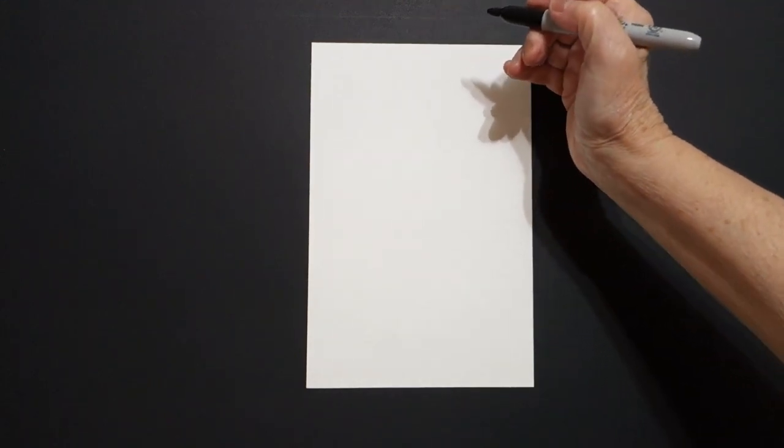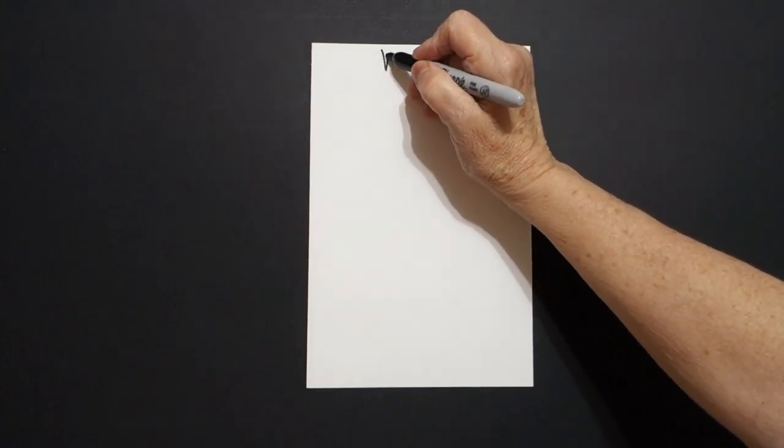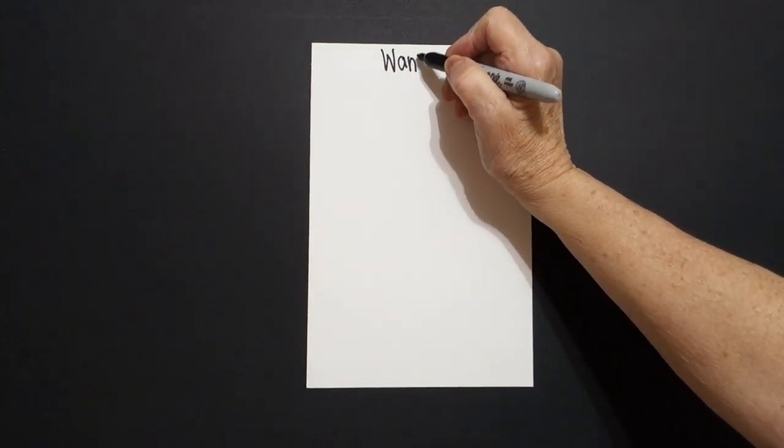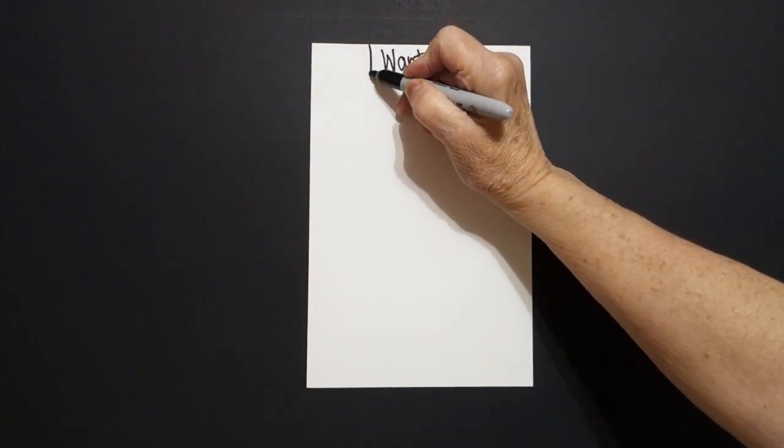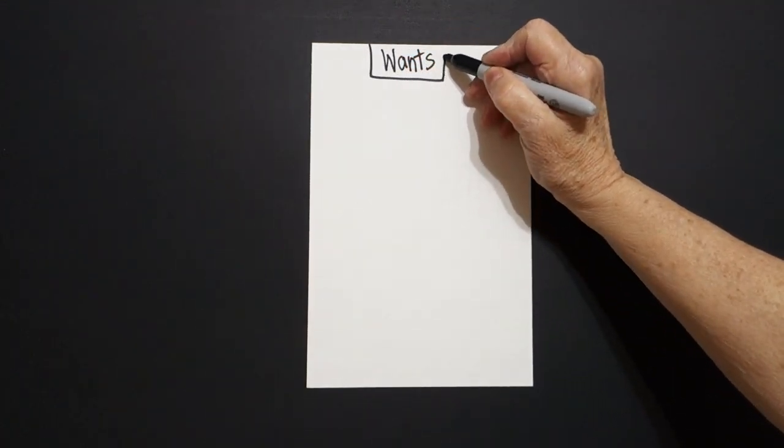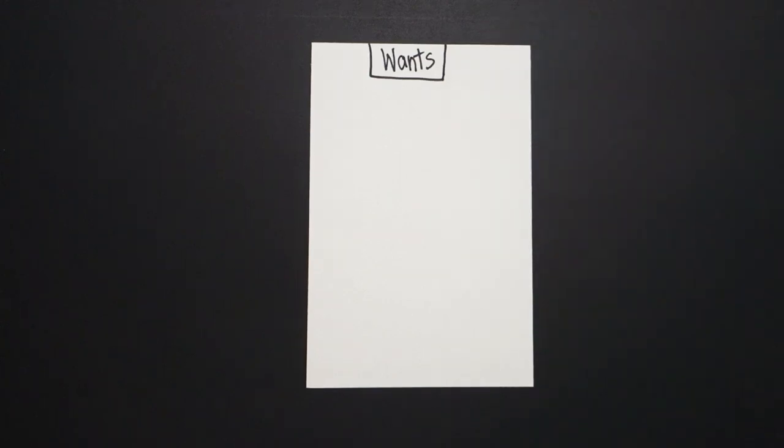Okay, let's draw. Today's project is part two of wants and needs. We did needs on part one. Now we're going to do wants. So I spell the word and I write straight line, straight line, straight line off the page.